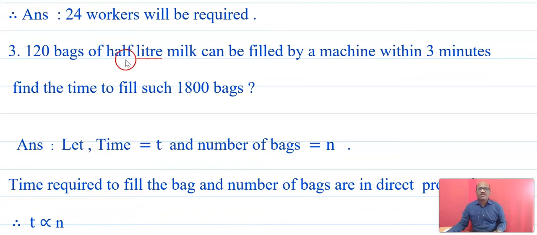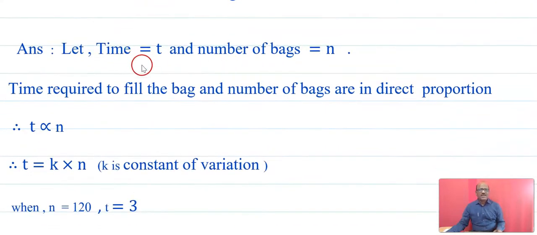120 bags of half-liter milk can be filled by a machine within 3 minutes. Find the time to fill 1800 bags. Now here time is t and the number of bags is n. The time required to fill the bags and the number of bags are in direct variation. If the time is more, the number of bags filled will be more. Therefore, t is directly proportional to n.